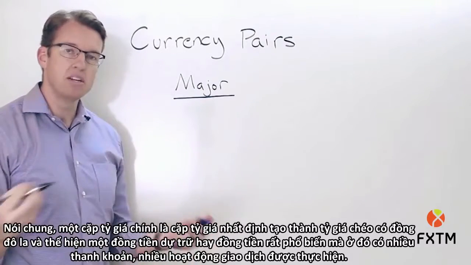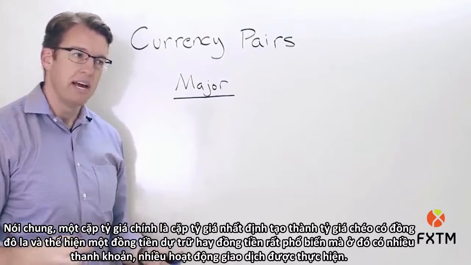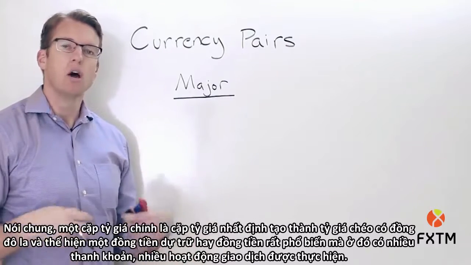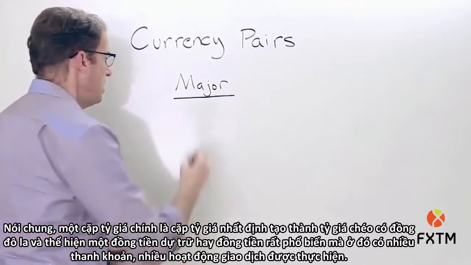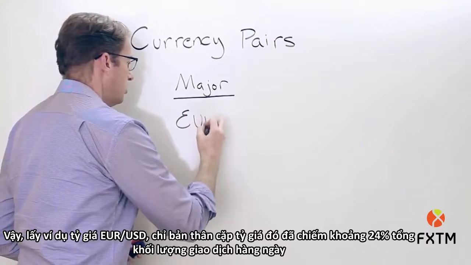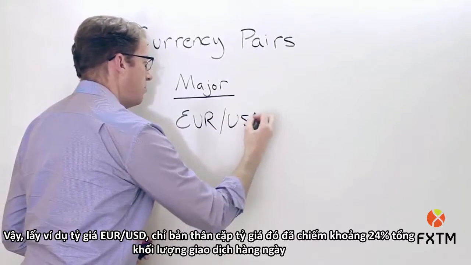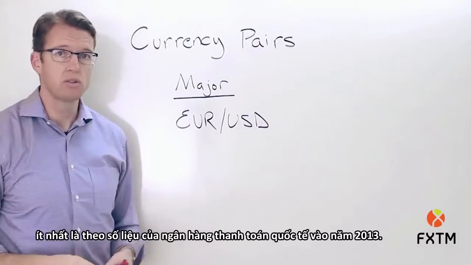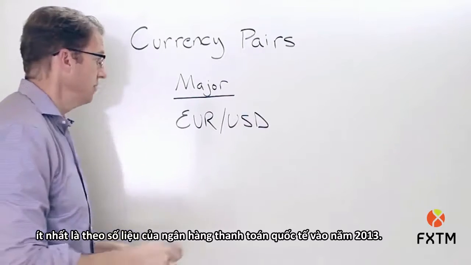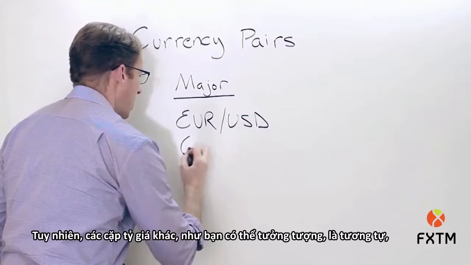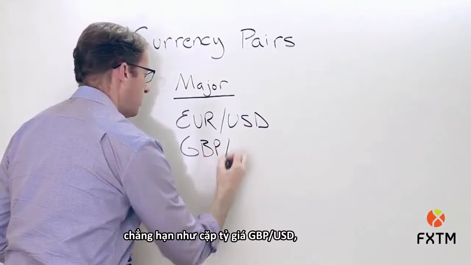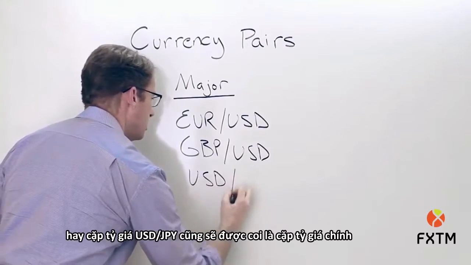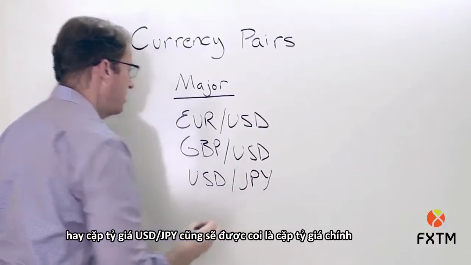But generally speaking, a major pair is something that is crossed with the dollar and that represents a reserve currency or a very popular currency where there's a lot of liquidity, a lot of trading being done. As an example, the euro to the US dollar, just that pair itself, is about 24% of all trading volume every day, at least according to the Bank for International Settlements in 2013. But other currency pairs are similar. Let's say the Great British Pound versus the US dollar, or the dollar to the yen. These would also be considered major pairs.